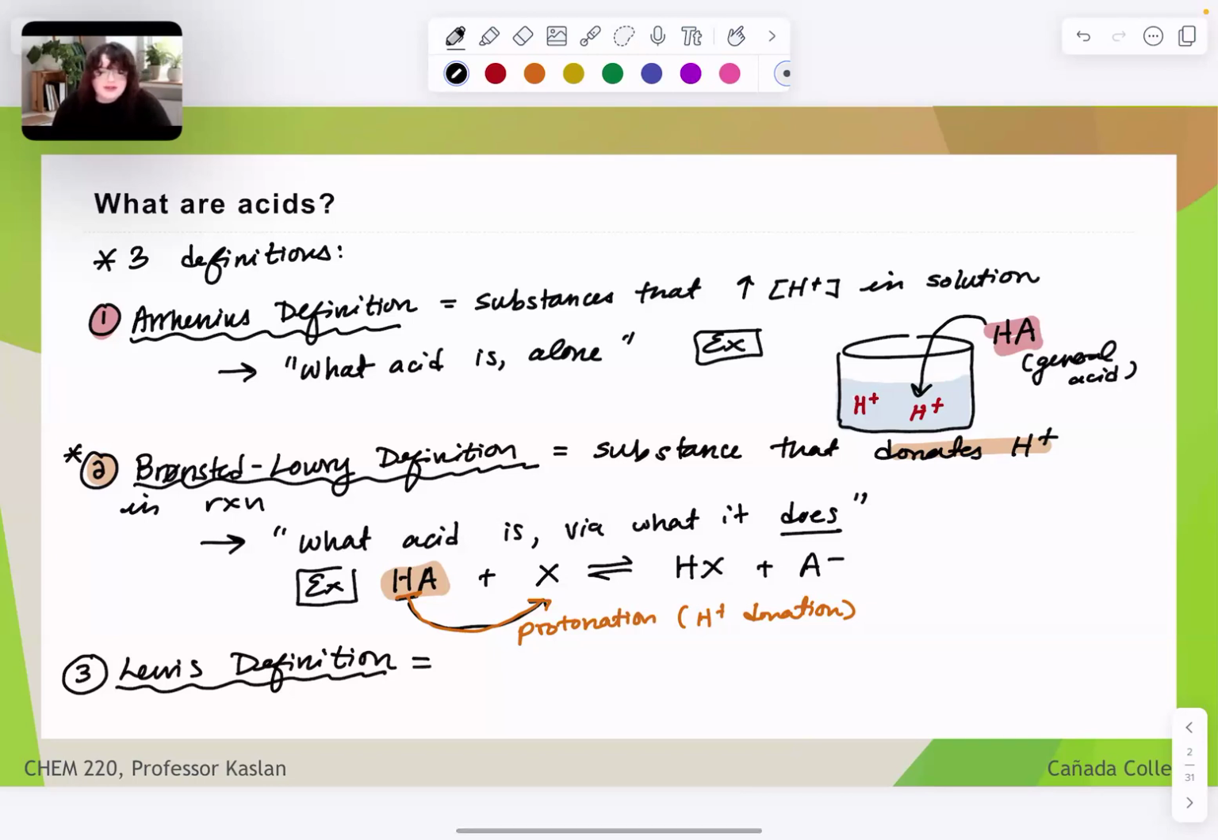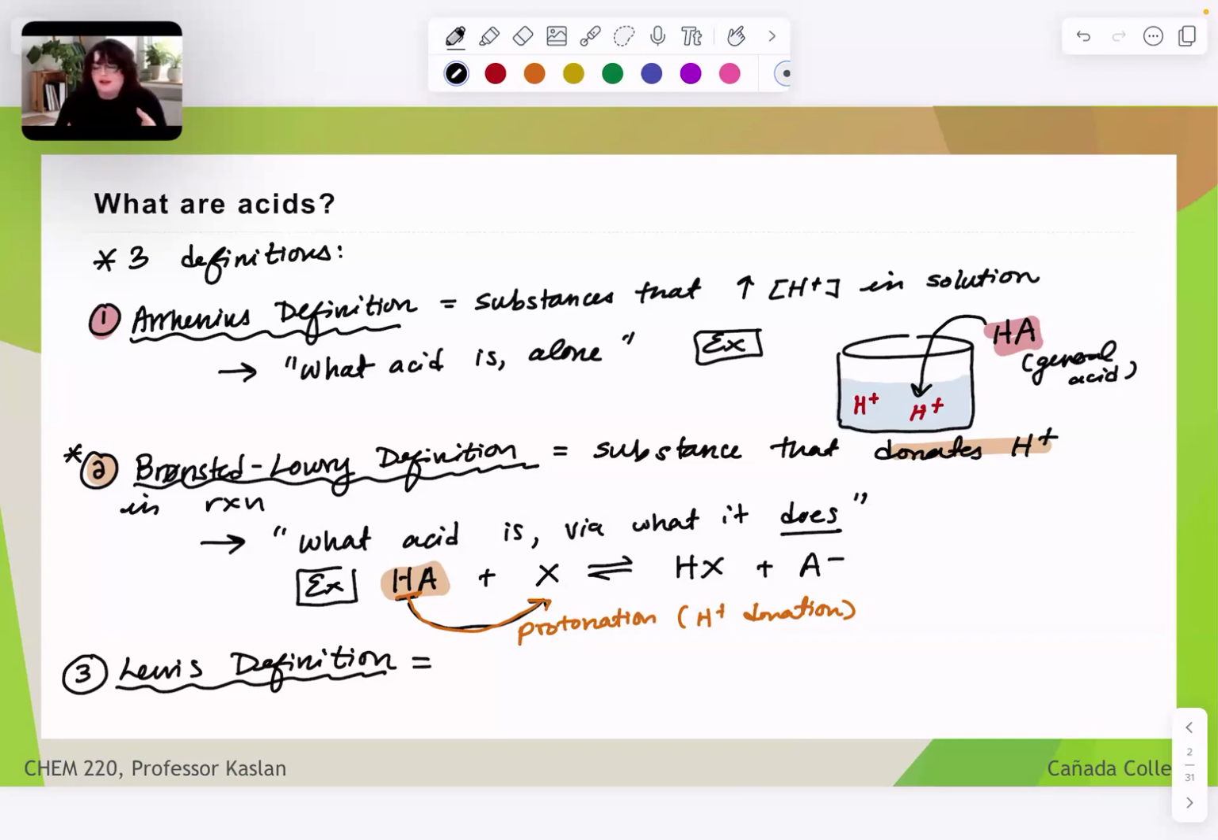Now, you've heard of this guy, Lewis. When you think Lewis, your brain is probably screaming Lewis dot structures. That's what I think of. I'm not a fan of those, which is probably why I've got some Lewis dot structure trauma. And as you can imagine, based on the guy that came up with Lewis dot structures, the Lewis definition of an acid is not something that pertains to this acidic H plus, this acidic proton, but rather the Lewis definition of acids has to deal with what's going on with electrons. Lewis is all about where we are going to place electrons in a molecule.